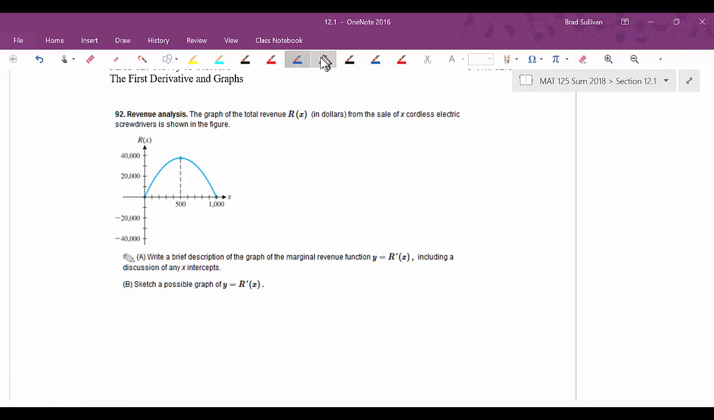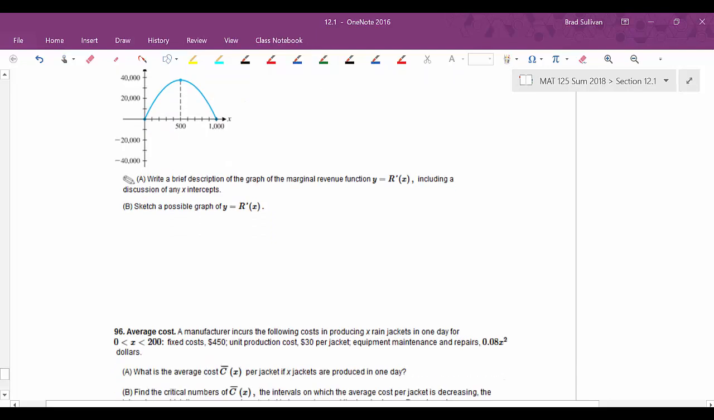And so what we want to look at with this one, they have a revenue. This is the graph of total revenue in dollars from the sale of X electric screwdrivers. We're going to write a brief description of the graph of the revenue function, including a discussion of any x-intercepts. What we're going to do is a graph of the derivative.